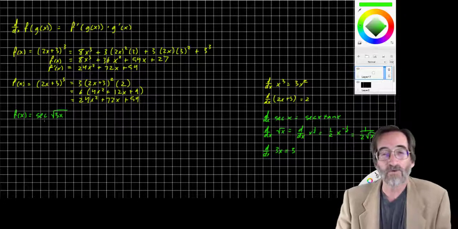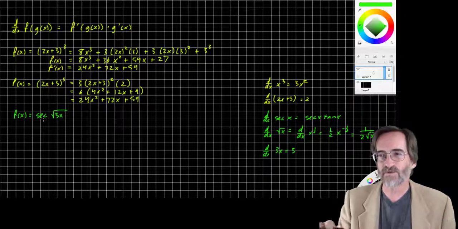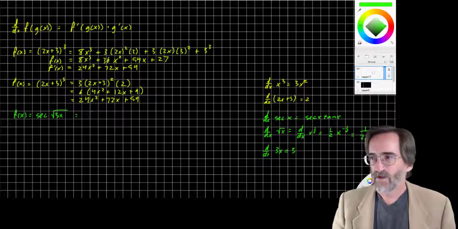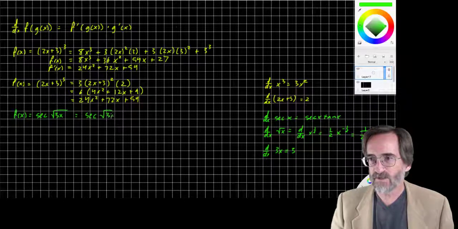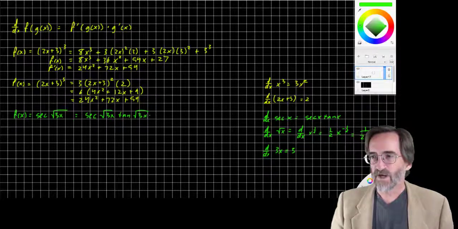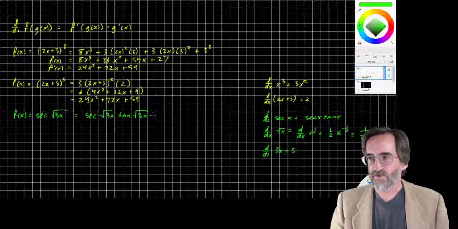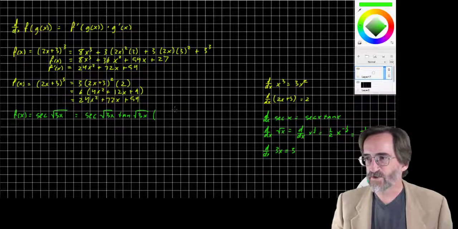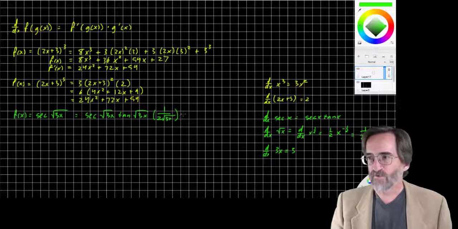Let's work from the outside. Always take the derivative using the chain rule from the outside in. So the derivative of secant is secant tangent: secant of square root 3x, tangent of square root 3x, times the derivative of the square root. The derivative of square root is 1 over 2 square root, 3x inside, times the derivative of 3x. And there we have it.